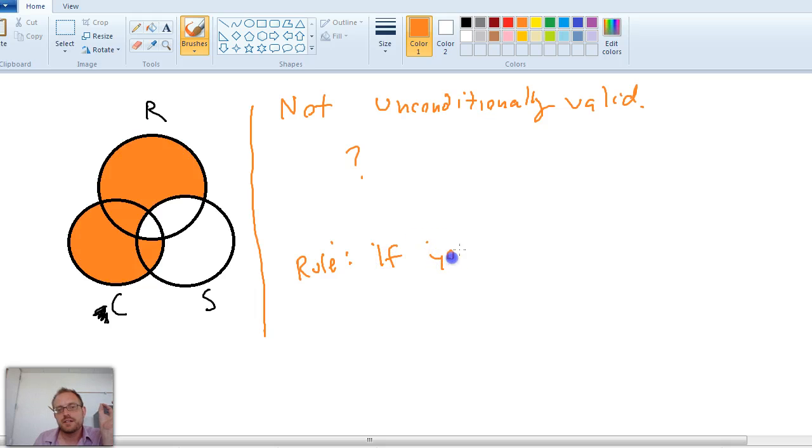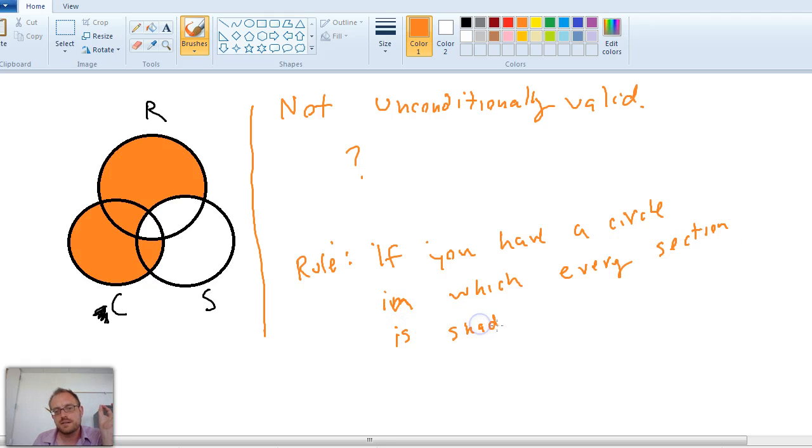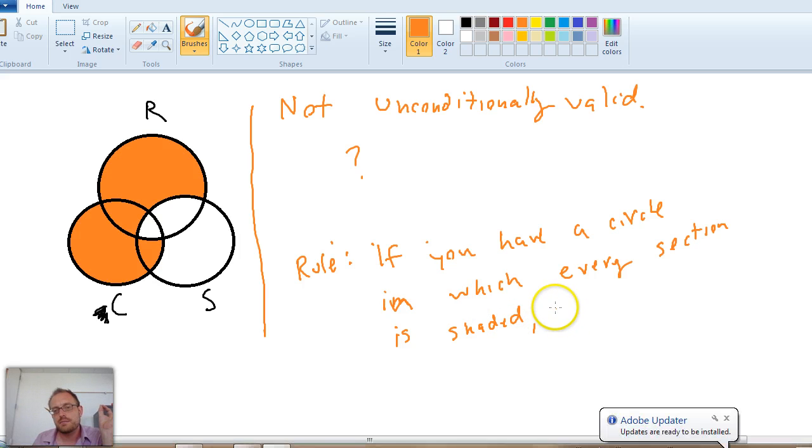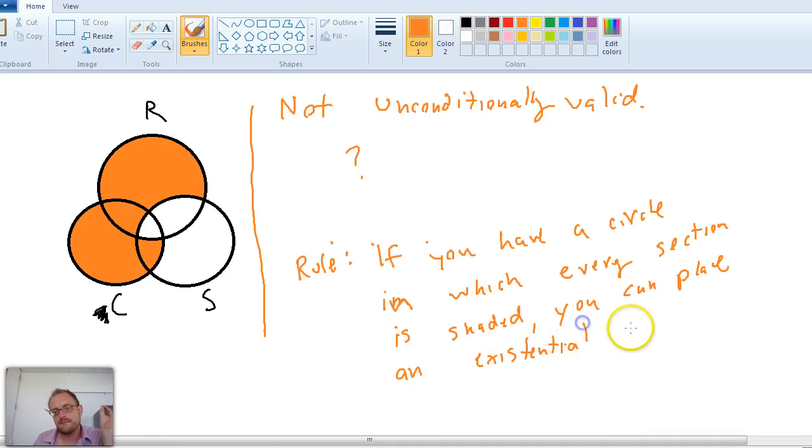If you have a circle in which every section is shaded, you can place an existential marker in the remaining section.